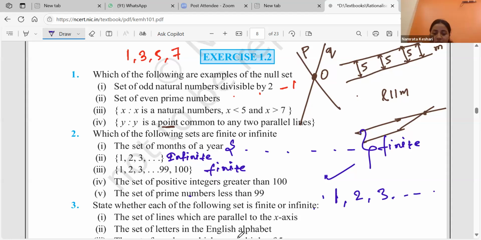Just prime number means number, as in class 10 also. Your first chapter started with the same: prime number, composite number. 1 is neither prime nor composite. 2 is the smallest prime number, right? So we have to create the set of all prime numbers less than 99. We will be able to make the list of all numbers which are prime and less than 99, and this will be a finite set. Are you getting the feel? Less than 99, it will be a finite set. Okay, this is finite.